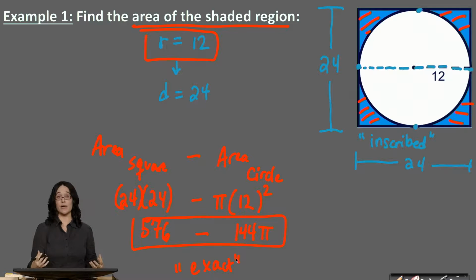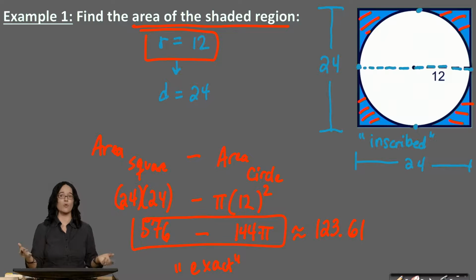Because we haven't rounded anything, which means we haven't cut off any decimals, right? But if we want to get what we call the approximate answer, you could go into your calculator and type it directly as we have written here. 576 minus 144 pi. And your calculator will know to multiply here first and then do the subtraction. And when it does, you should end up getting 123.61 if you round to the nearest hundredth.